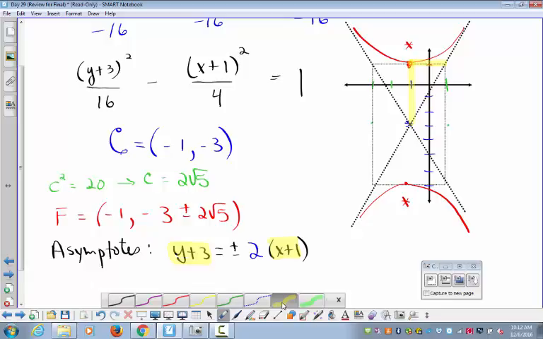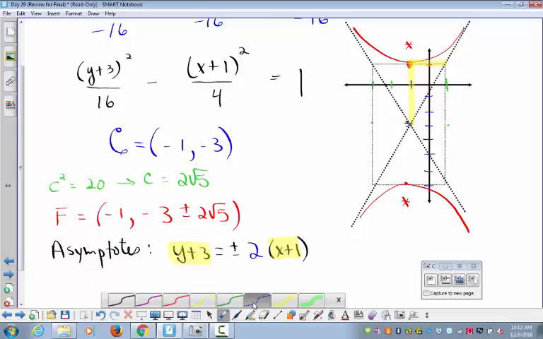And then the 2 is coming from one of two places. You're looking at the slope of this diagonal line here, so you can look from the center to the corner of the fundamental rectangle, and we go up 4 and over 2. So we get 4 over 2, which is 2.